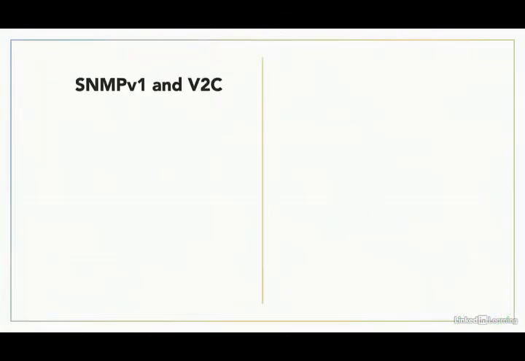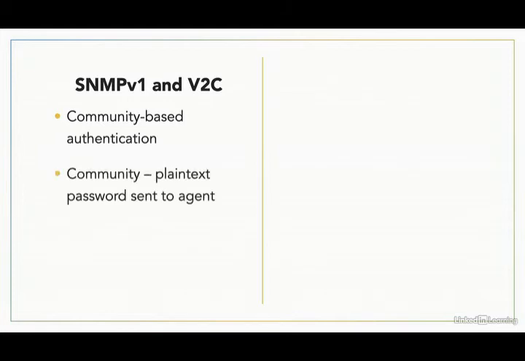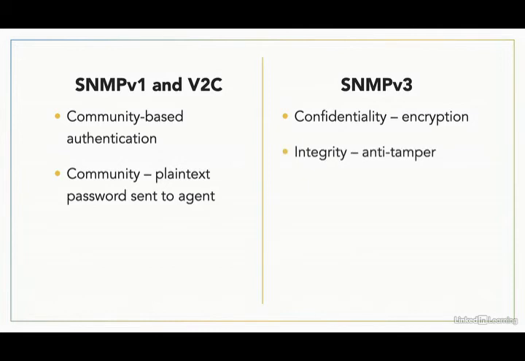SNMP version 1 and version 2C both implement a simple community-based authentication system. A community is basically just a plain text password sent to an agent. In version 3, there were 3 main additions: confidentiality by encrypting packets, integrity to ensure packets haven't been tampered with, and authentication to validate the source.